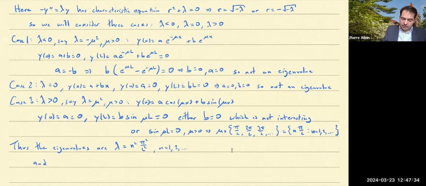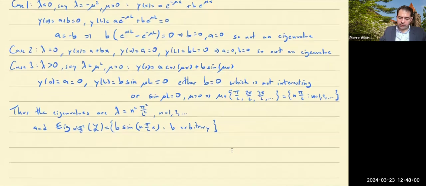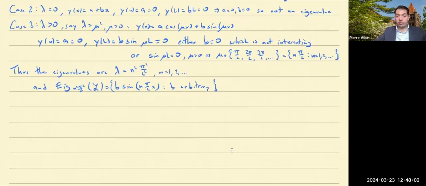And the eigenspaces, so this would be n squared pi squared over L squared, are just multiples of sine of n pi over L x, where we're taking arbitrary coefficient. Okay, perfect. So there's one example where we worked out what the eigenvalues are.